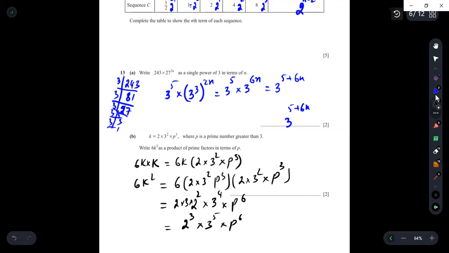So we have expressed 6k squared as the product of prime factors in terms of p. This should be our answer: 2 raised to the power 3, 3 raised to the power 5, p raised to the power 6.